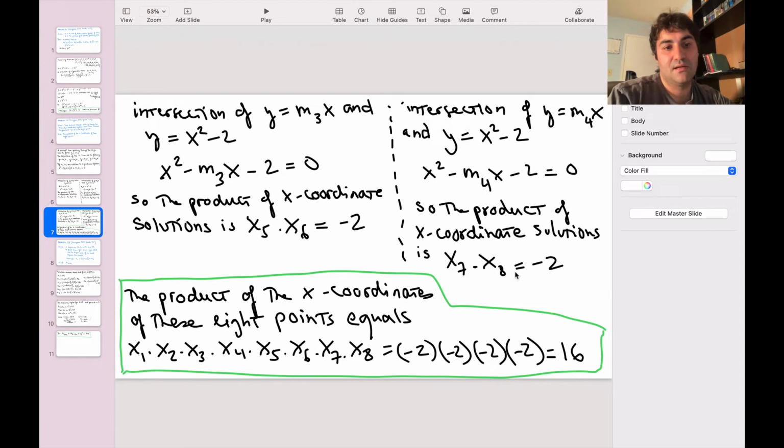So the product of the x coordinates of these 8 points is just going to be the product of x1, x2, all the way up to x8. Right, and then we know x1 times x2 is minus 2, x3 times x4 is minus 2, all the way up to x7 times x8 is also minus 2, so we get minus 2 times minus 2 times minus 2 times minus 2, which is equal to 16.